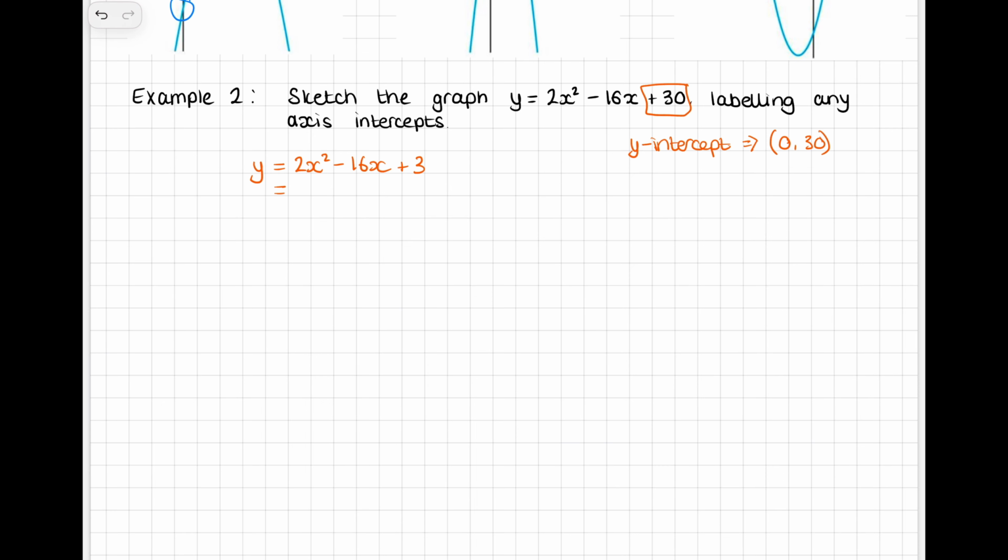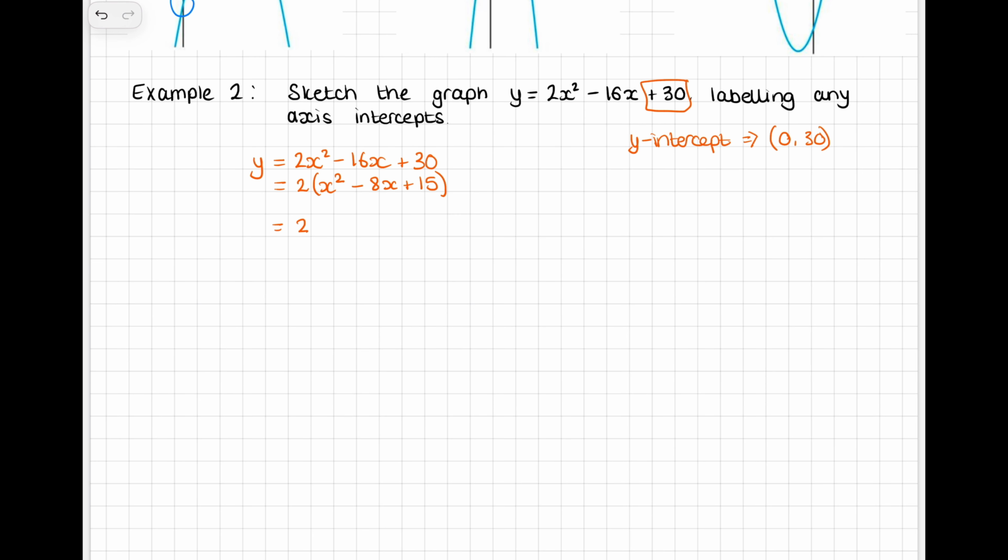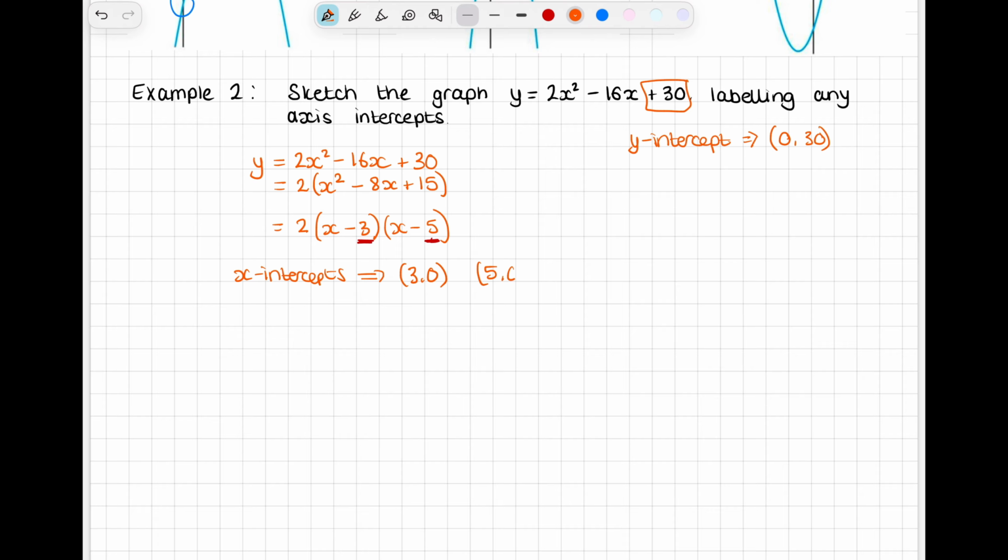First of all, I'm going to factor out this 2 at the front because that's going to make things easier. I'm going to end up with x squared minus 8x plus 15. And then I can factorise that middle bit there. 2 numbers that multiply to get 15 and add to get negative 8 is really easily x minus 3 and x minus 5. In doing that, I have it in the form and know what my x-intercepts are. We've got 3 and 5. So our x-intercepts will be at (3, 0) and (5, 0).